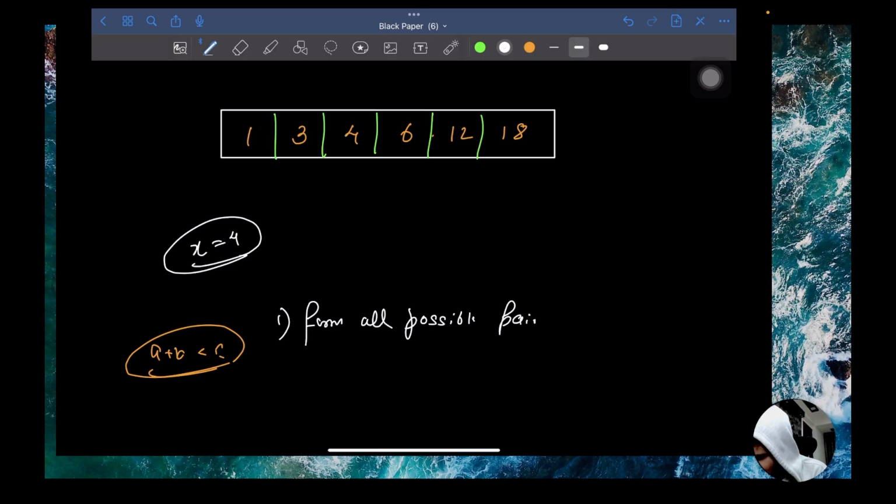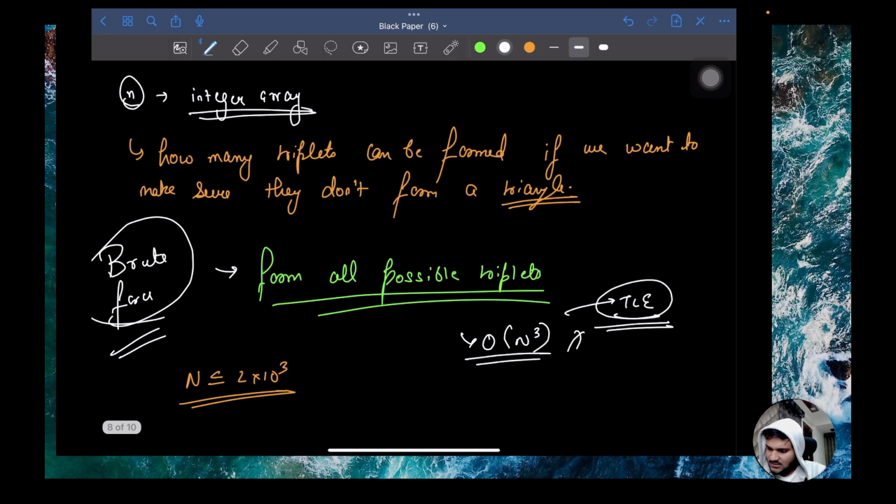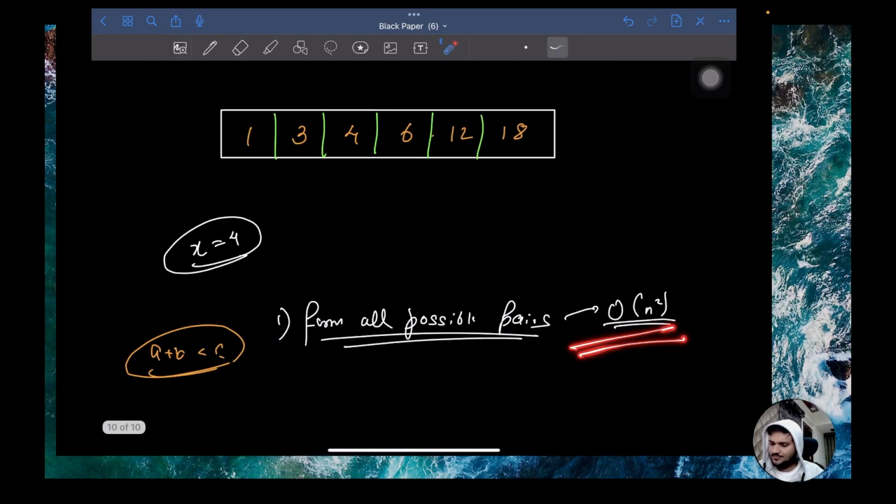Now, forming all possible pairs is very easy, right? We know that this can be done in order of n square, and n is 10 raised to the power 3. So 10 raised to the power 3 square is going to be approximately 10 raised to the power 6. This is doable.